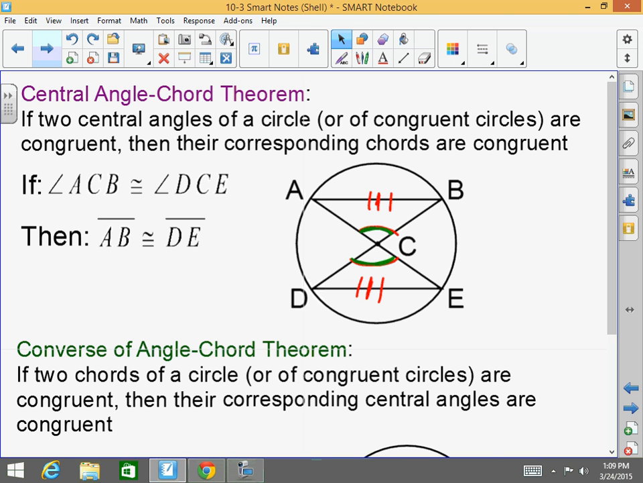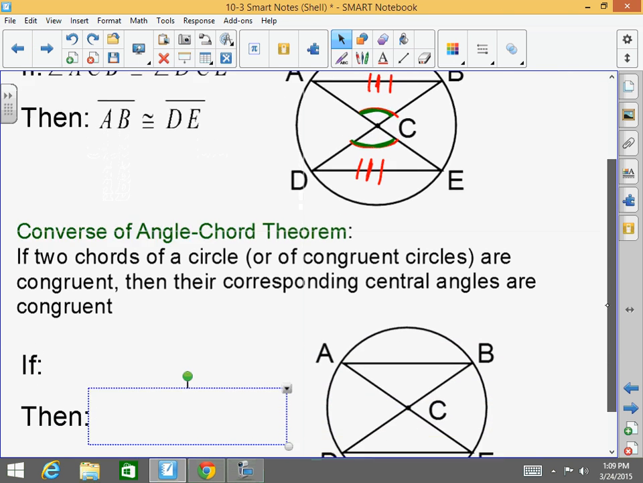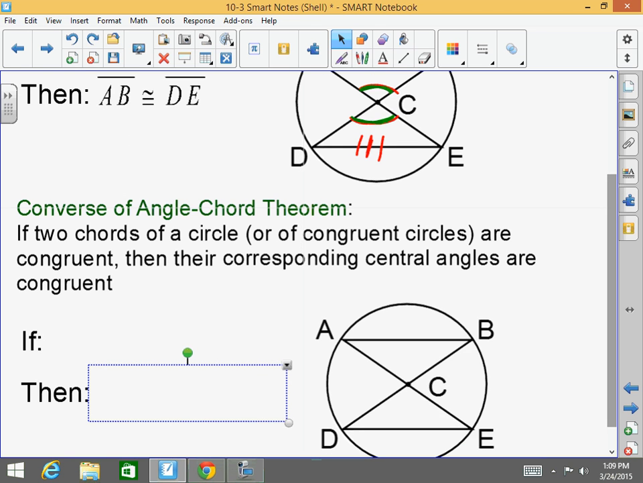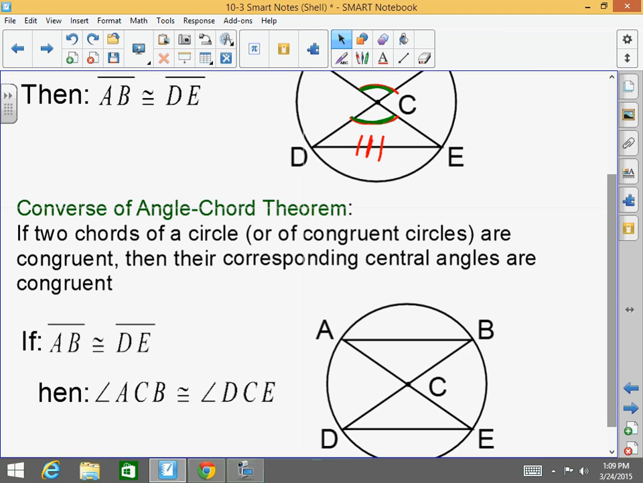So basically, what the converse says is if AB is congruent to DE, then angle ACB is congruent to angle DCE. This chord is congruent to that chord. This angle is congruent to that angle. And that's what's happening here.